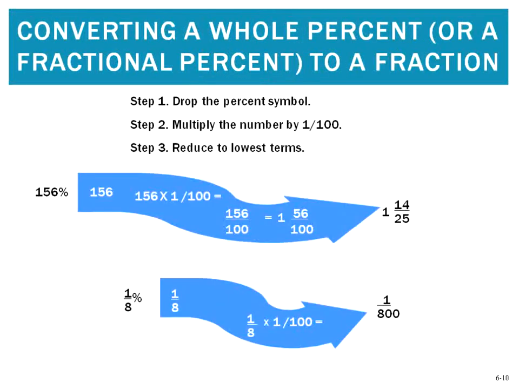Converting a whole percent to a fraction, all right? So 156%, that means you have your whole plus some. Right? So you have your 100%, but you have an additional 56% on top of that as well. So number one, drop the percent symbol. So 156, drop the percent symbol so you have 156.